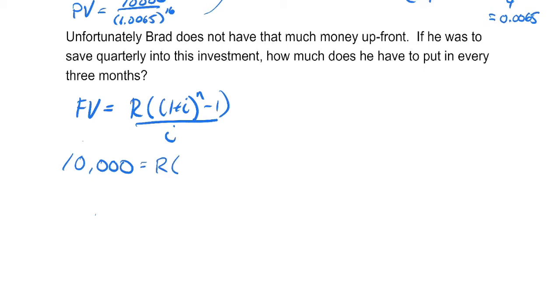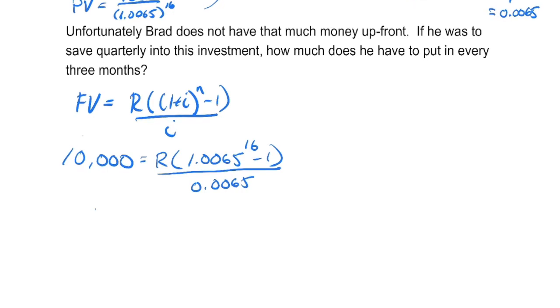So this is going to be 1 times, I'm going to do 1 plus i together, so it's going to be 1.0065, and it's still to the power of 60 minus 1 over 0.0065. So here we could multiply both sides by 0.0065. So here we can get 65 is equal to R times 1.0065 to the power of 60 minus 1.